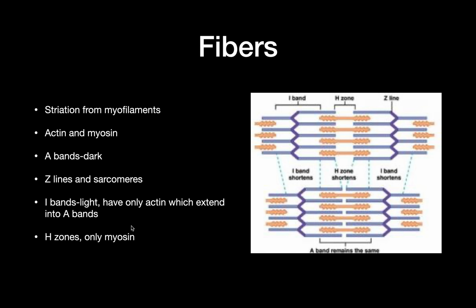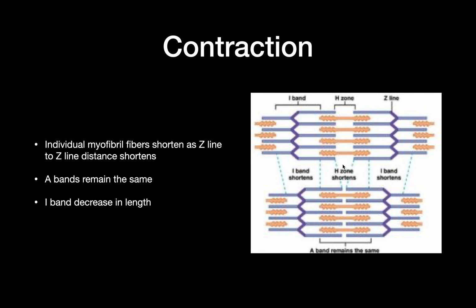The sarcomeres are the subunits between the Z lines, and H zones only have the myosin. So in contraction, the myofibrils shorten as the Z lines are brought together, and the I band will shorten, and the H zone will shorten, and the A band will remain the same. So that's how they contract.